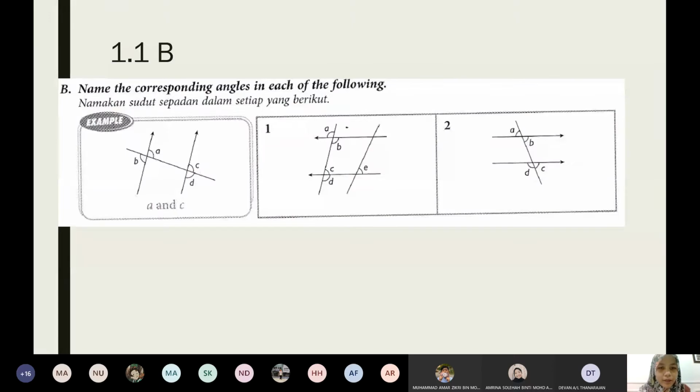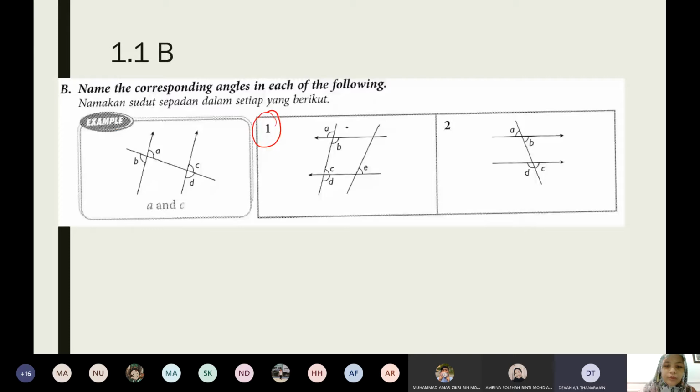Okay. So name the corresponding angles. So kalau kita tengok kat sini, contohlah you will see this kind of question in exam. Dia akan bagi kita angles di merata-rata tempat dan kita kena kenal pasti which of these angles yang kita boleh kira dia sebagai corresponding angles. So kalau kita tengok dekat question number 1 dekat sini, okay. So which of the angles are corresponding?